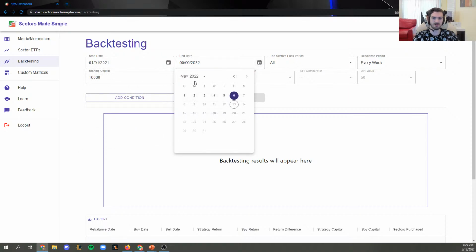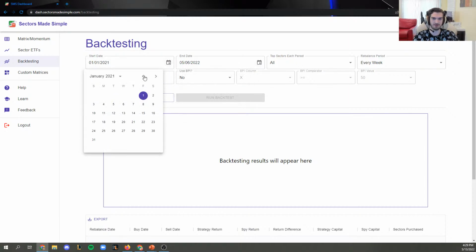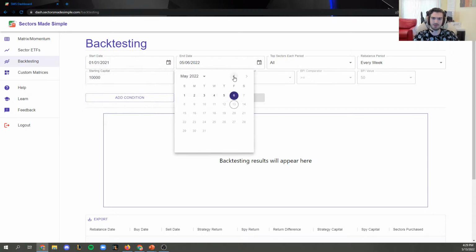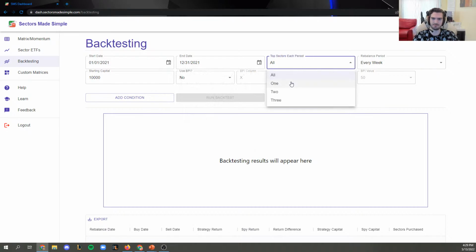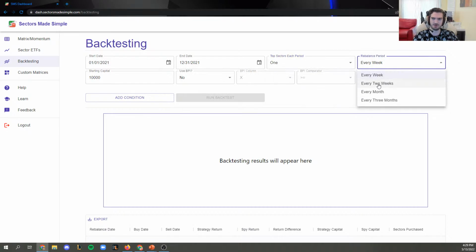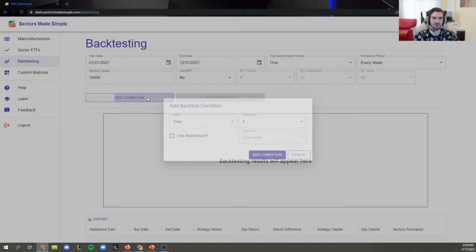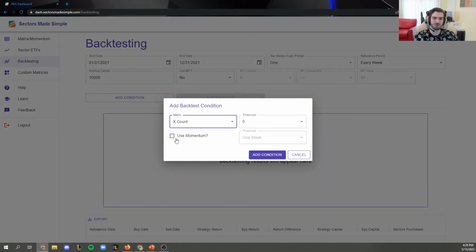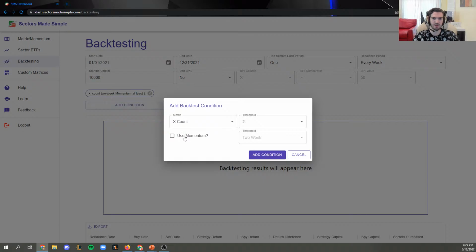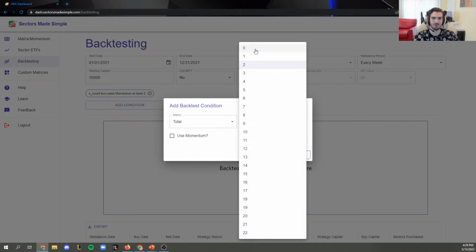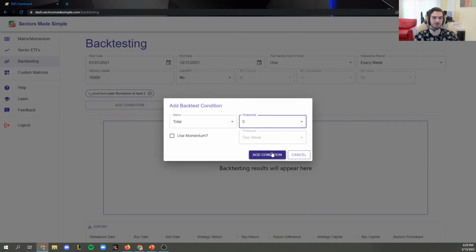We're going to start in January. We got to start on a Friday. Cool. And we're going to end the end of the year. Buying one sector, trading once every week. And we want to use our X count momentum of 2 or more for 2 weeks. And if we have a tie, take the one with the highest total count.